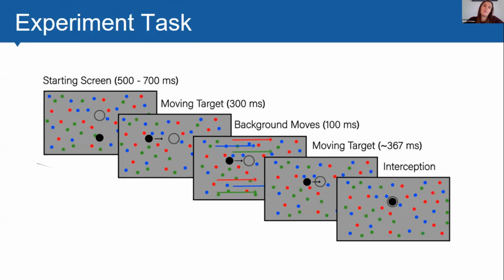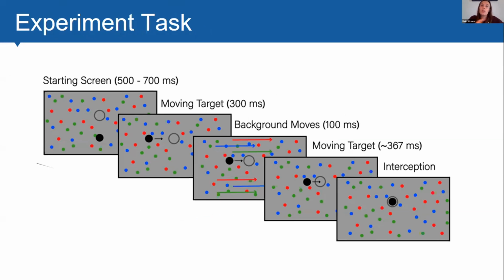To start a given trial, participants have to bring their finger to the black starting circle on the top left panel. After a random period of time, a target item will appear, which is the black circle, and that will start rolling rightward across the screen. Participants are instructed to intercept that black target when it enters the grey circle, which is what we call the interception zone.